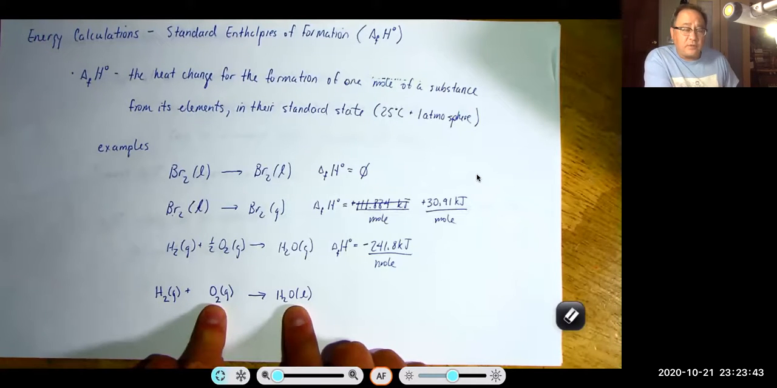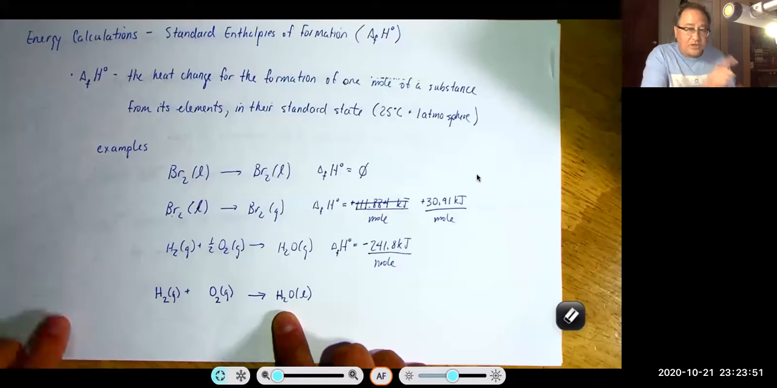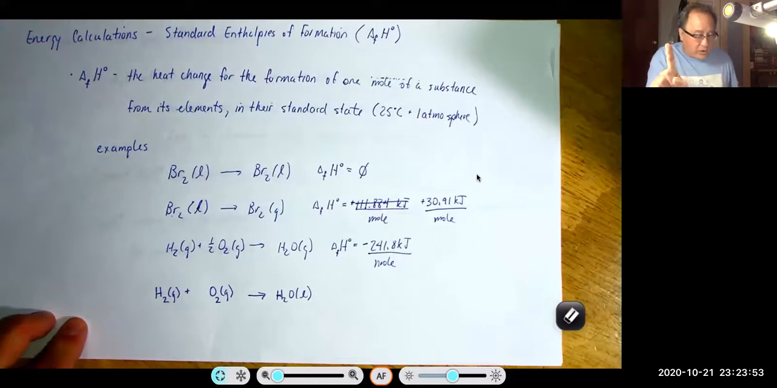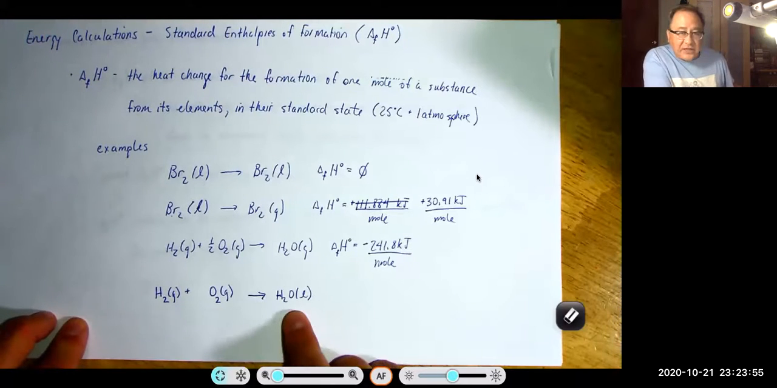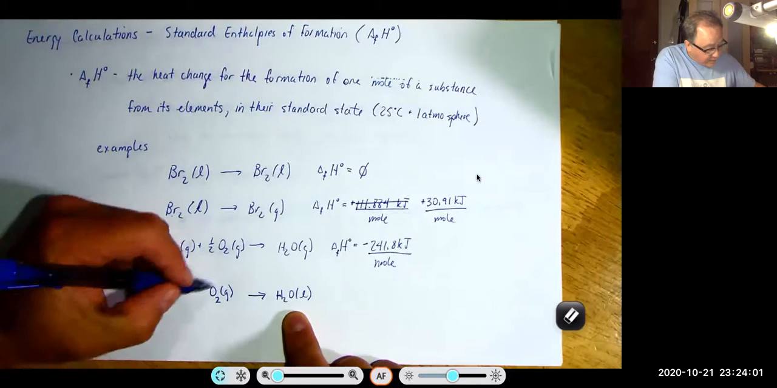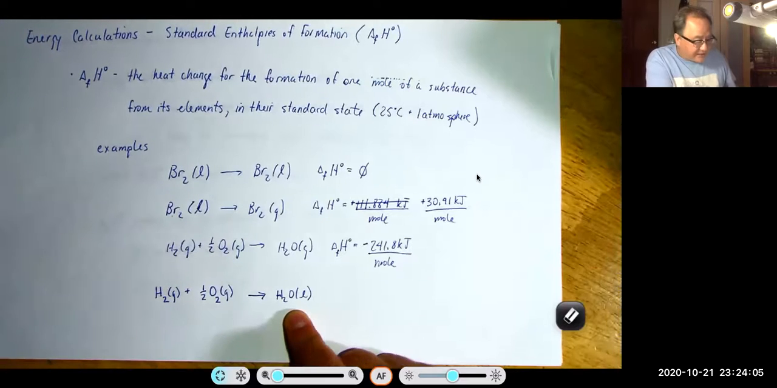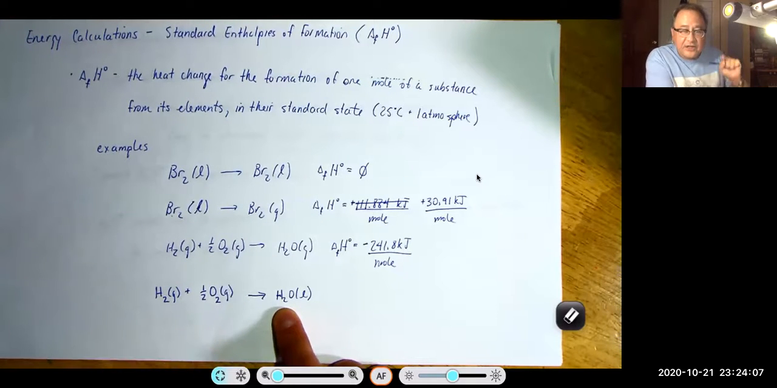Now, normally when we balance a reaction, we put a 2 here to get 2 oxygens. But because of the strict definition of an enthalpy of formation, which is the formation of 1 mole of product, we can't change the coefficient in front of H2O. So we have to change the coefficient in front of O2. And we put a 1/2. So that explains why we have a 1/2 here. It's because this coefficient has to be 1.